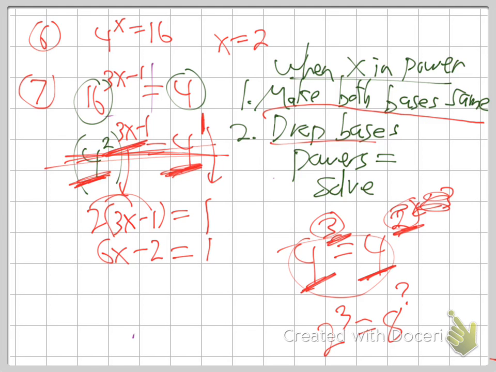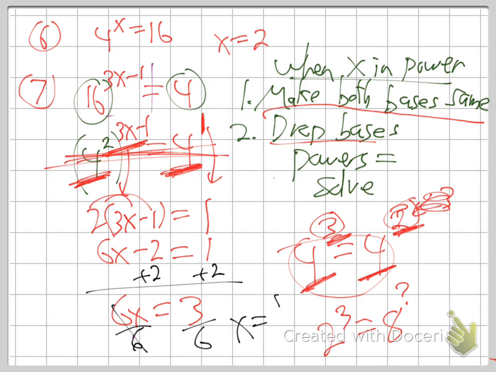How do you finish solving for x there? Just add the 2. Yeah, we're just doing normal steps now. So 6x is 3. Last step: divide by 6. What's that? 3/6? 1/2. That's our answer.